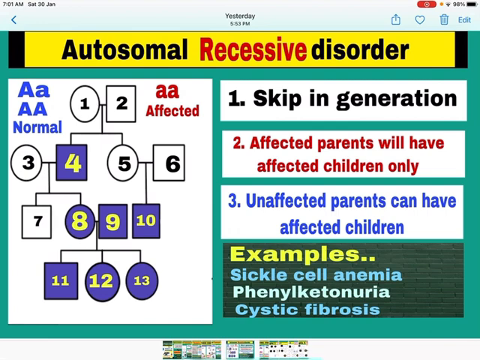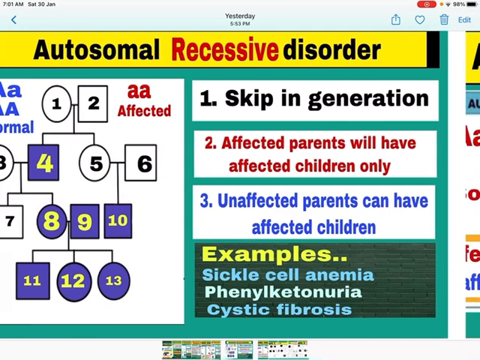Next, see the affected parents number 8 and 9. They are having all their children affected. Number 11, number 12, number 13, all children are affected here. So, that is how you can identify autosomal recessive disorder. An example of these disorders are sickle cell anemia, phenylketonuria, and cystic fibrosis.